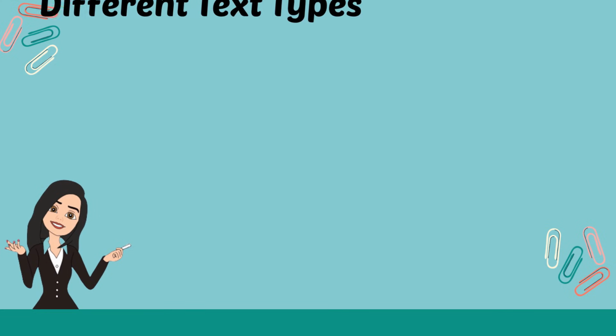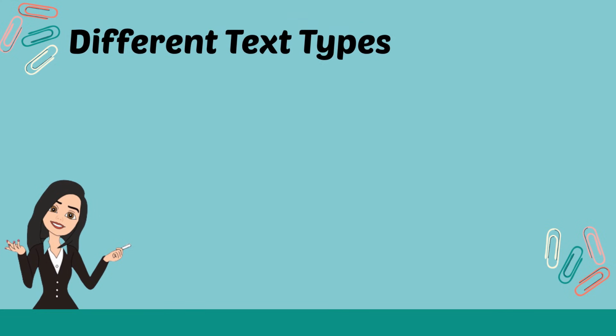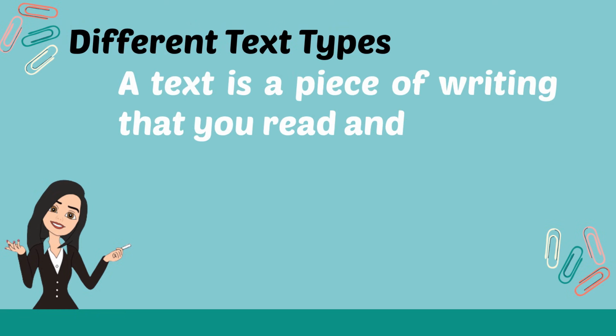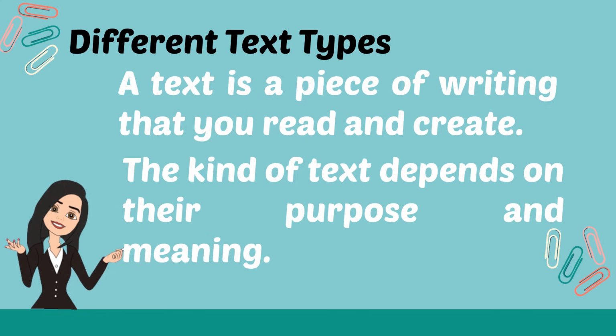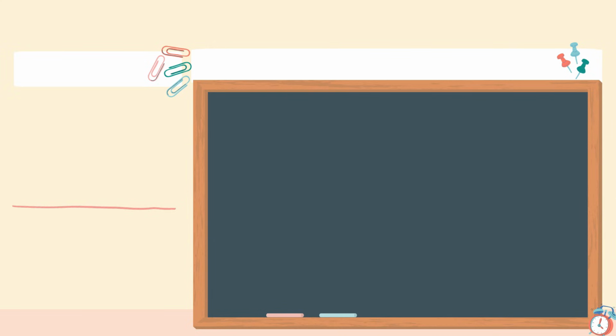What comes into your mind when you hear the word text? Is it not a familiar term? How is it defined then? A text is a piece of writing that you read and create. The kind of text depends on its purpose and meaning. So what are the different kinds of text?